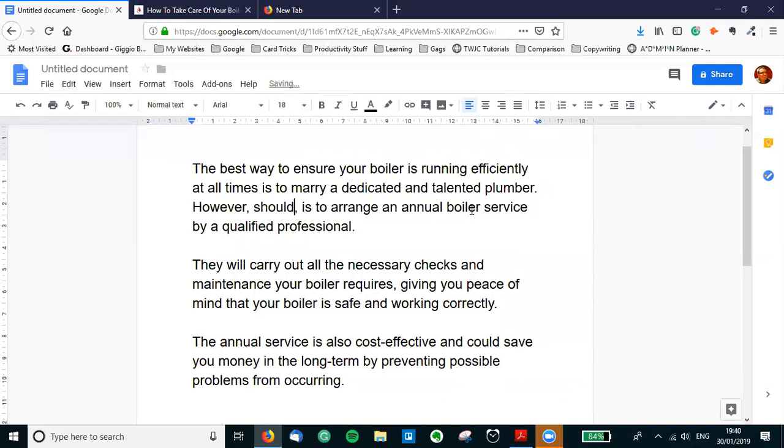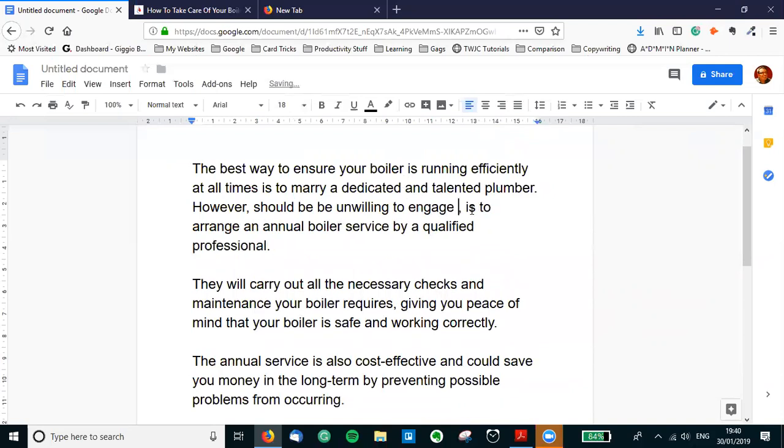However, should one be unwilling to engage in a long-term relationship? Sorry about my slow typing. Engage in a long-term relationship, the next best thing, next best way is to arrange an annual boiler service by a qualified professional.